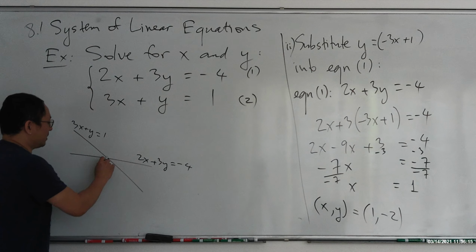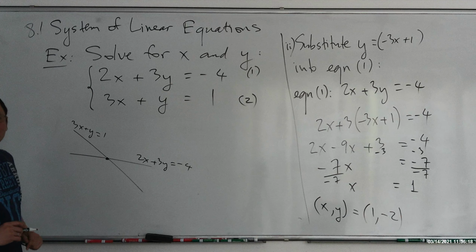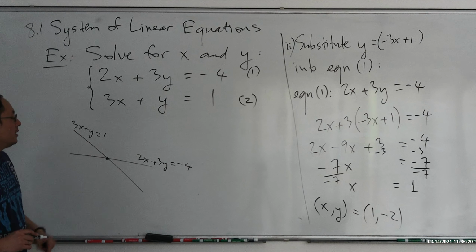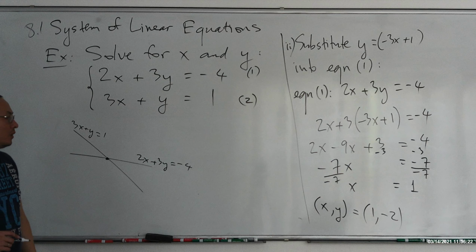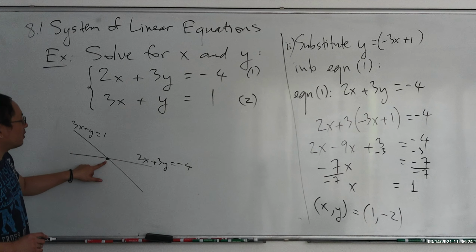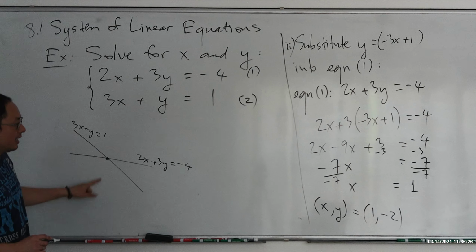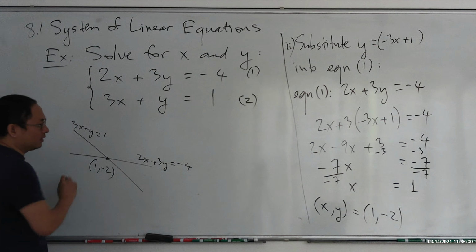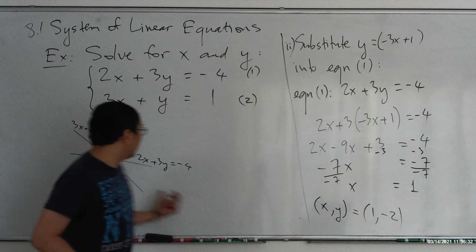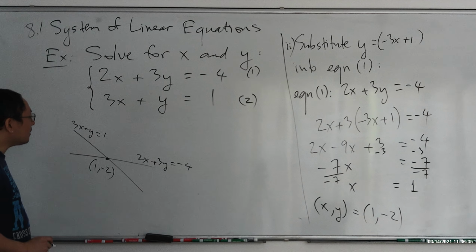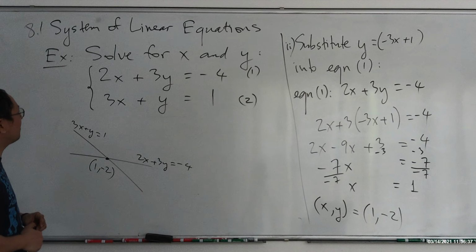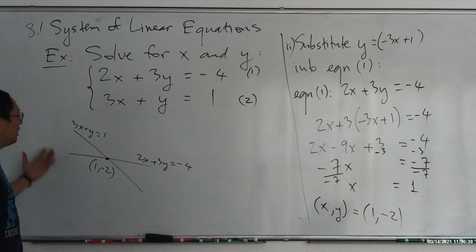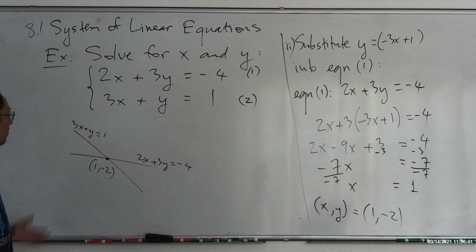That's kind of common sense. This is the common point between the 2 lines, in other words, the intersection of the 2 lines. The point (x, y) right here will satisfy both lines. And in our example, this is the point (1, -2). That's to see why we write it this way. This is really a point.